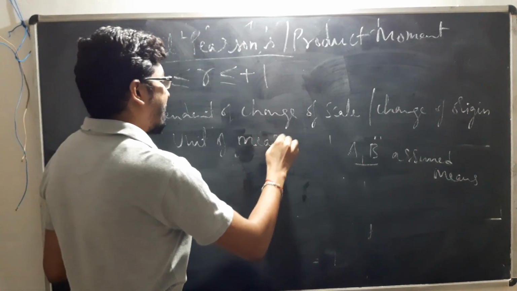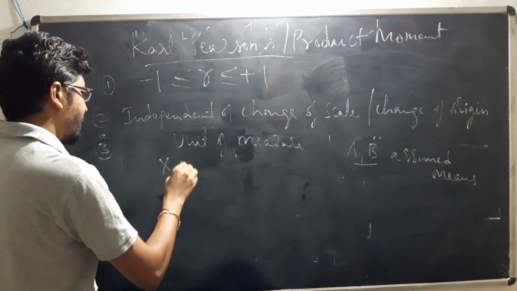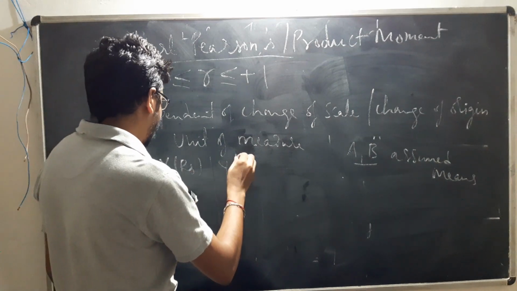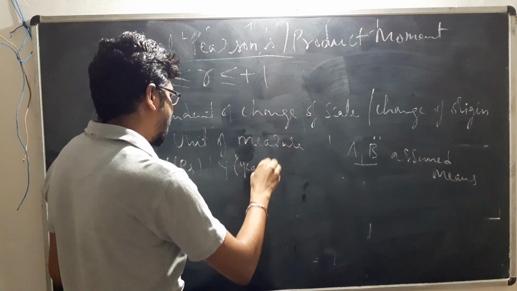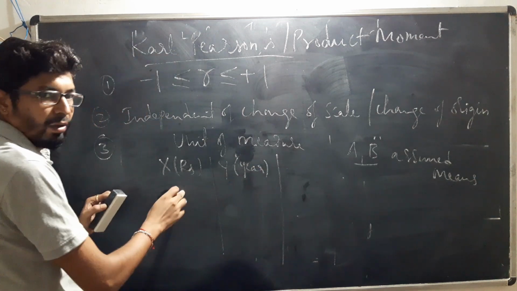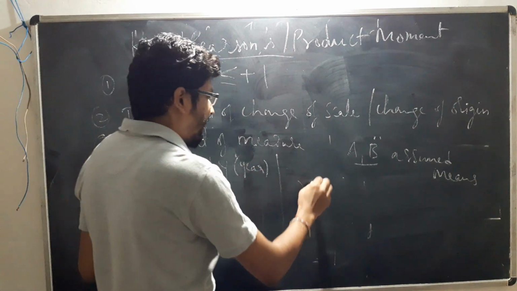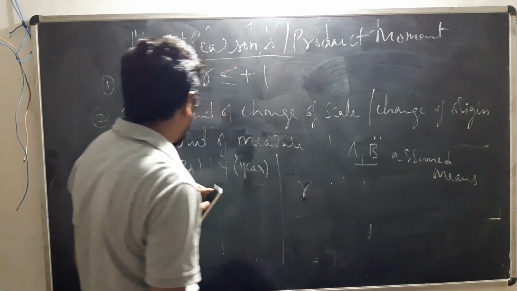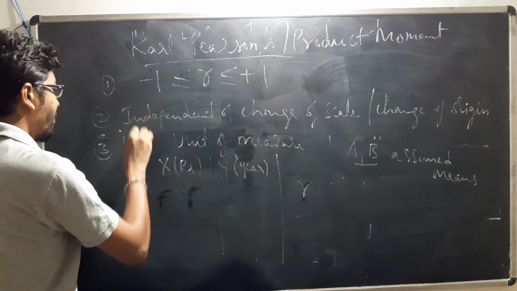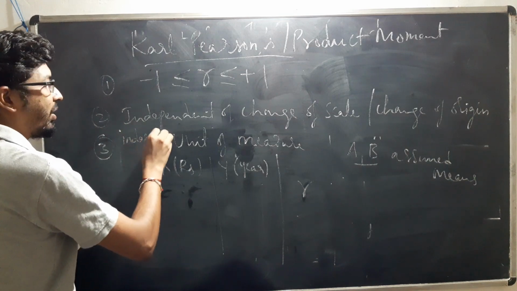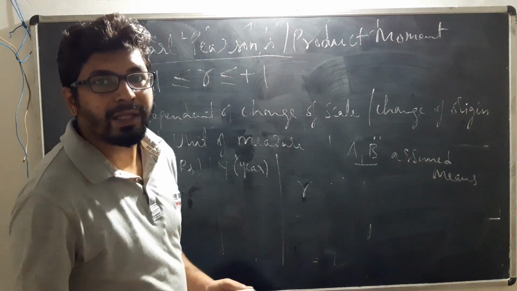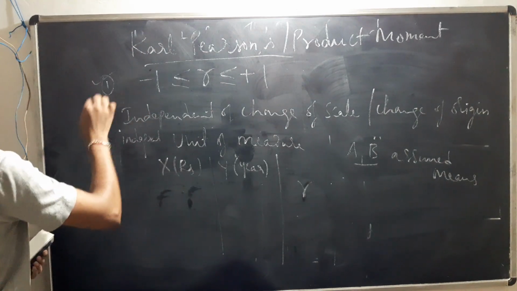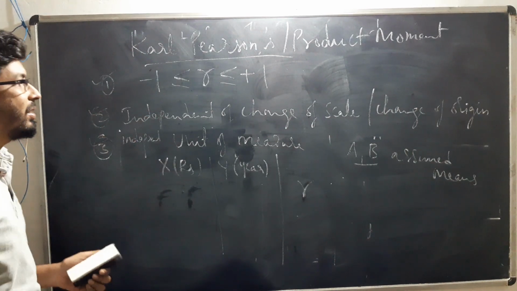So if you have x in terms of rupees and y may be some other variable, say year and price of gold, then you can say that R is unitless. It is neither rupees, nor year. R is just a coefficient, so it is not dependent on the unit of measurement, and hence you could easily compare the correlation between several variables. So these are the three important properties of Karl Pearson's correlation.